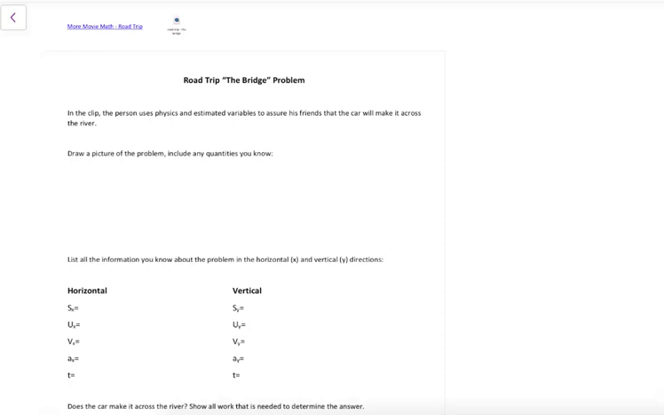Unfortunately, they're in miles per hour, so I'm going to help you convert that. So we're going to do miles per hour. We're going to convert it to meters per second. And I would like you to also draw a picture of the problem, including any quantities that you know.